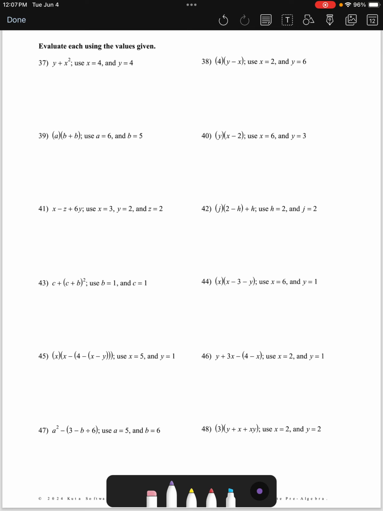operations and go. It's called substitution, and I do expect to see the substitution and then your work through the order of operations. In number 37, we are to evaluate y plus x squared, but in place of x and y, we are supposed to use the number 4 for both. So sometimes multiple letters, but the same value.